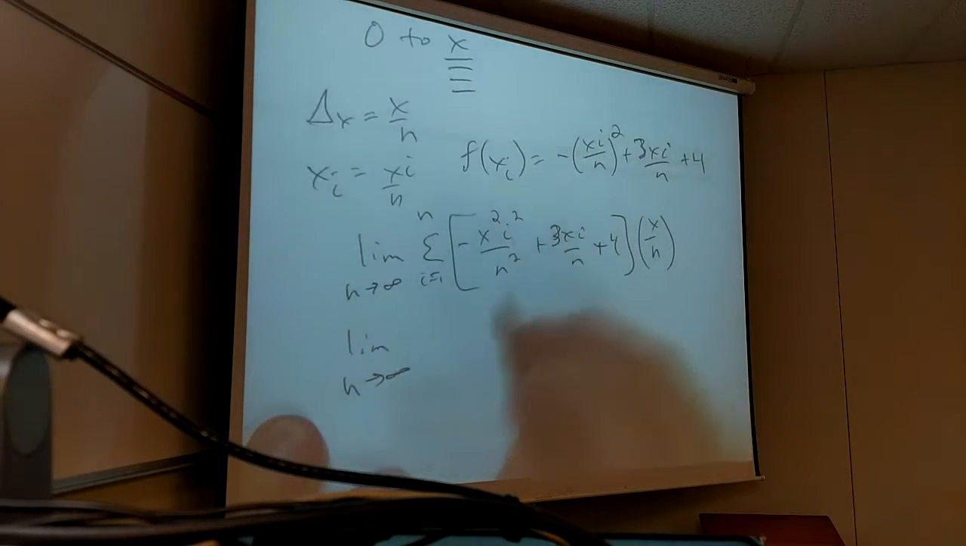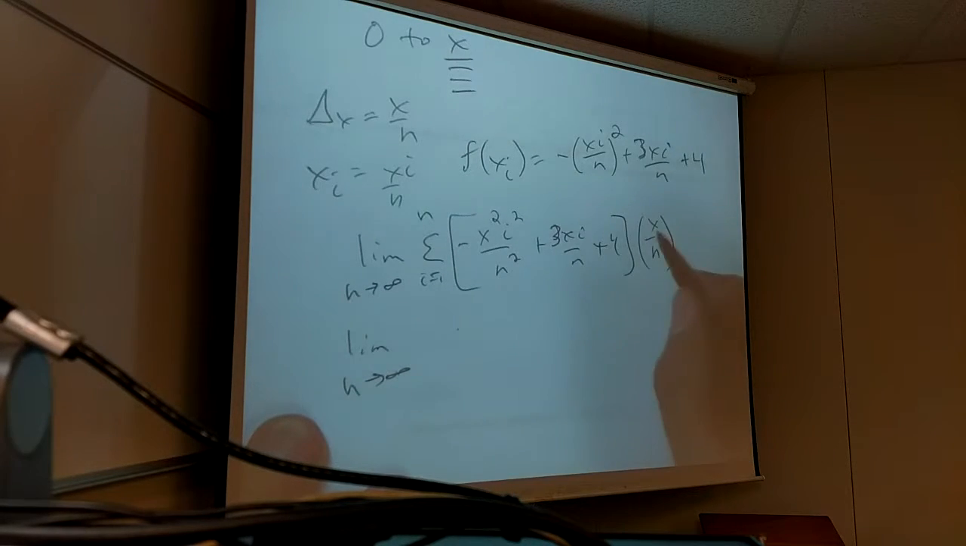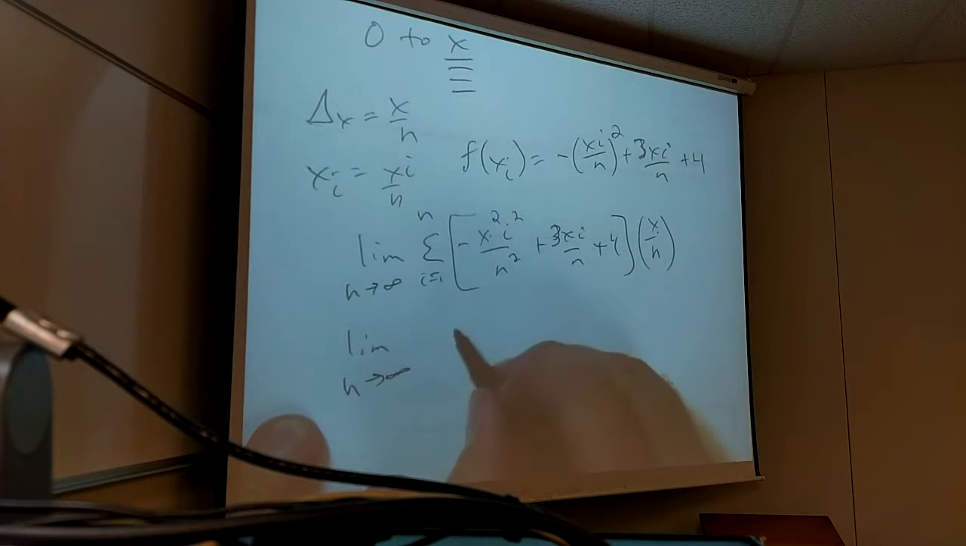Let me try to truncate this a little bit. So this would be negative x cubed over n cubed. Is that cool?